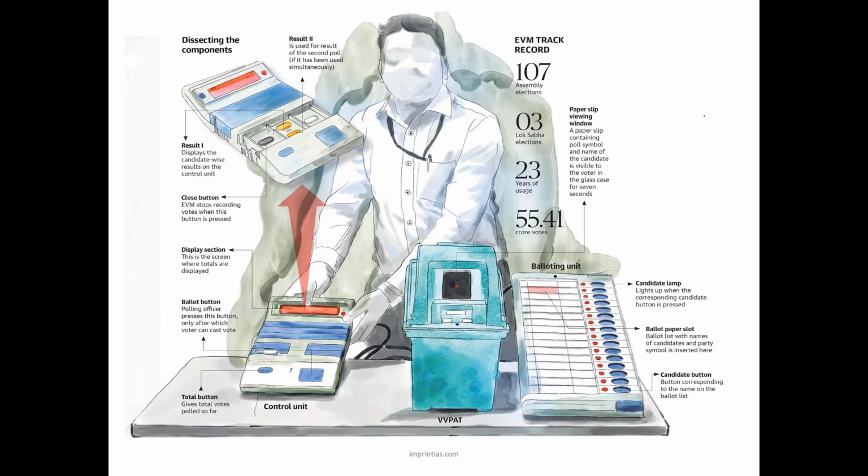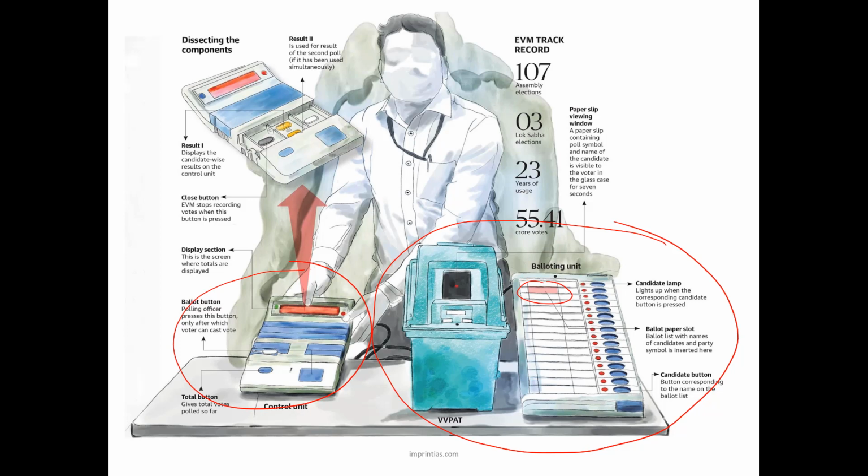Just in case you want to know, I think most of you have voted, so you would have an idea what an EVM looks like. You can look at the control unit, and on the other hand, the balloting unit. In the control unit, the polling officer presses his button, and only after that can the voter cast his vote. In case you have not seen this one, you definitely should have seen these if you have voted. There's a candidate lamp. It lights up when the corresponding candidate button is pressed, as you can see right here. And the ballot paper slot is also there with names of candidates and the party symbol.